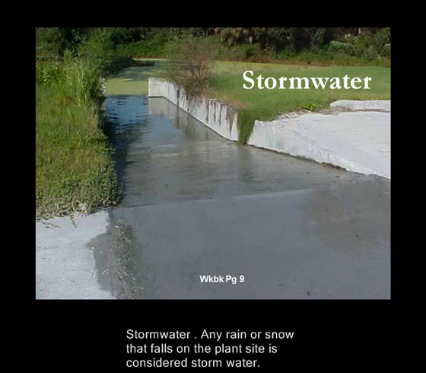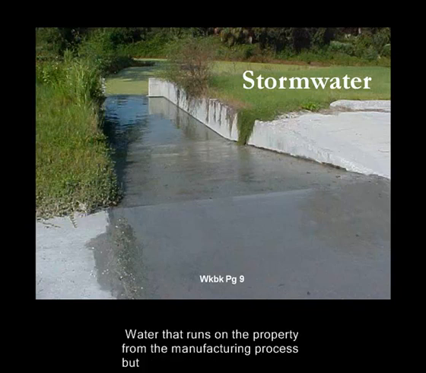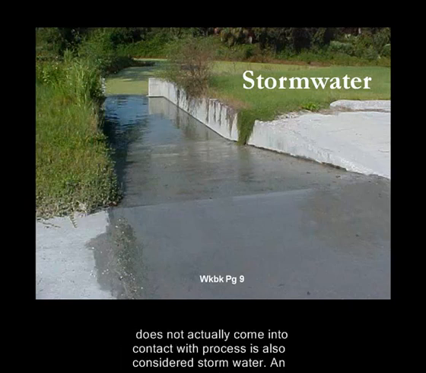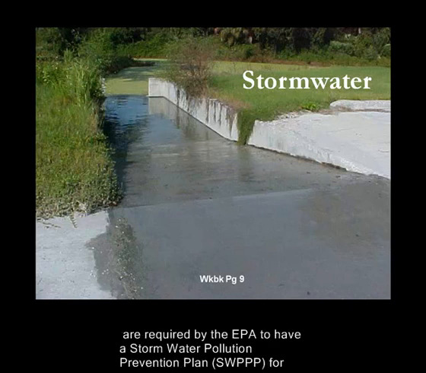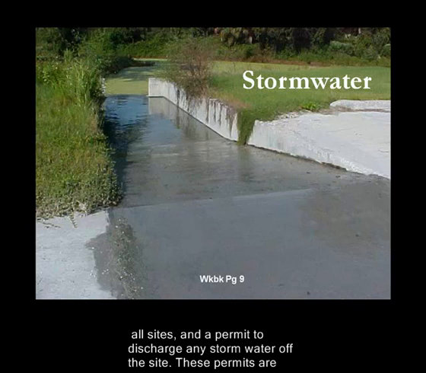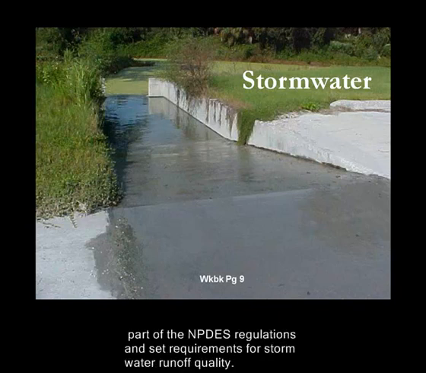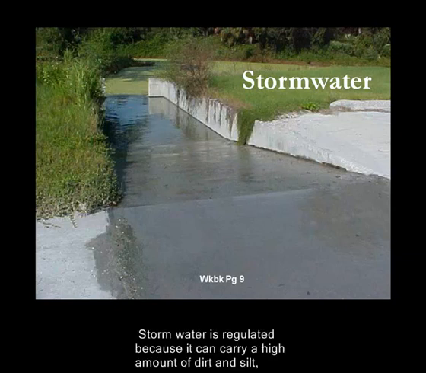Stormwater. Any rain or snow that falls on the plant site is considered stormwater. Water that runs on the property from the manufacturing process but does not actually come into contact with the process is also considered stormwater. An example would be the water spill created by overfilling truck water tanks. Companies are required by the EPA to have a Storm Water Pollution Prevention Plan, SWPPP, for all sites, and a permit to discharge any stormwater off the site. These permits are part of the NPDES regulations and set requirements for stormwater runoff quality.